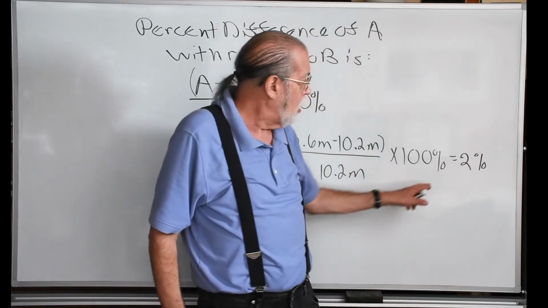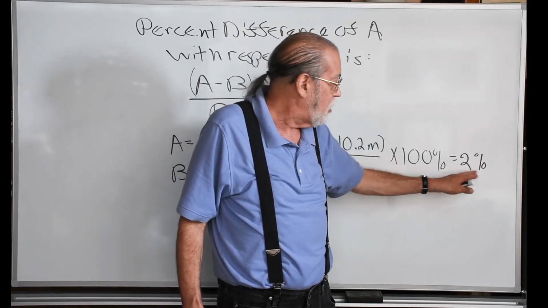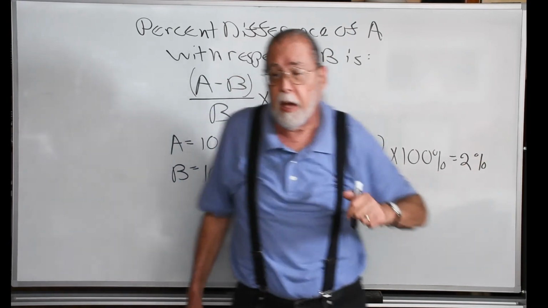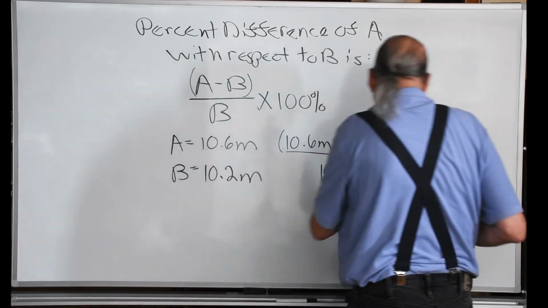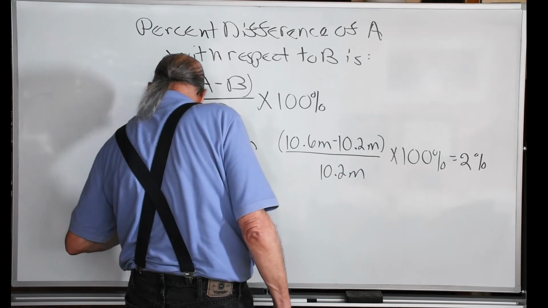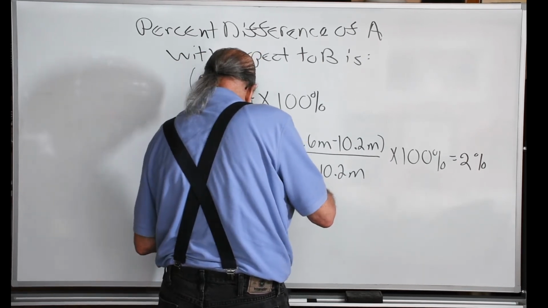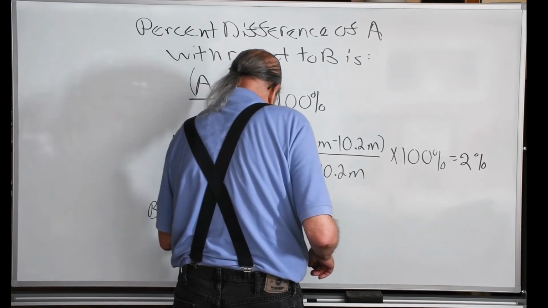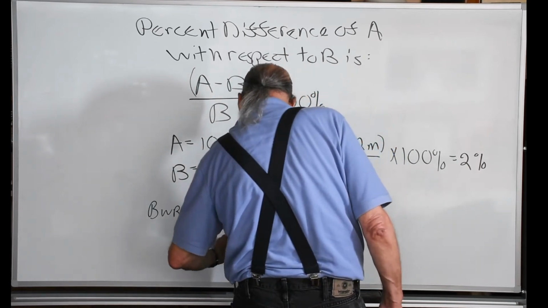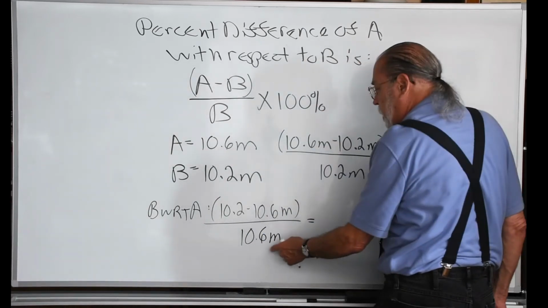If you round 1.96%, which is what I got, to two significant figures, it's actually 2 or 2.0. 2%. Now let's just, for the heck of it, this is the deviation of A with respect to B. If I do B with respect to A, then I get 10.2 minus 10.6, all divided by 10.6 meters.